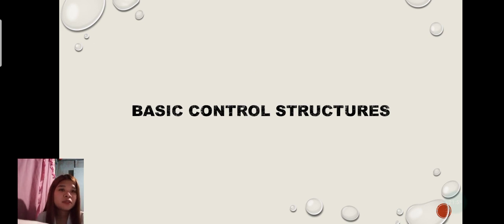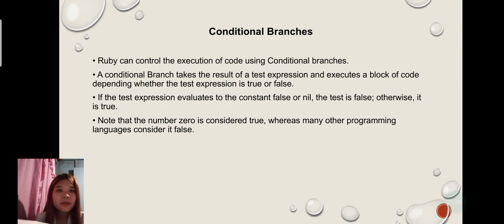So basic control structures in Ruby. Conditional branches. Ruby can control the execution of code using conditional branches. A conditional branch takes the result of a test expression and executes a block of code depending on whether the test expression is true or false. So, bali mao na ni siya conditional statements kung sa laing language. If the test expression evaluates to the constant false or nil, the test is false, otherwise it is true.